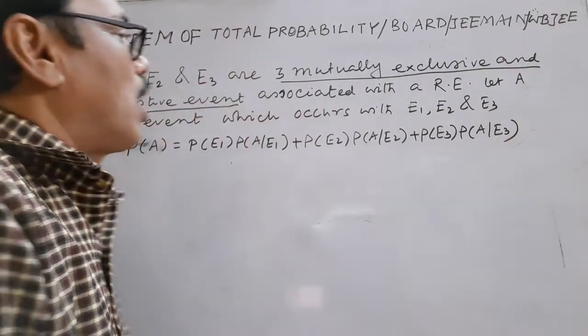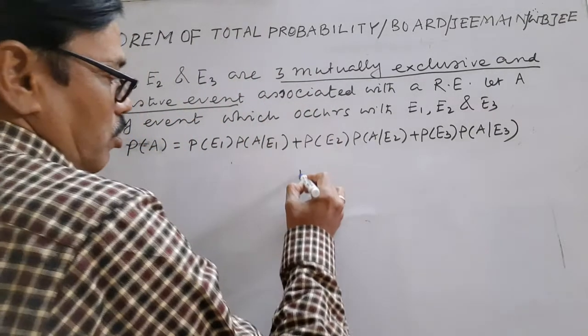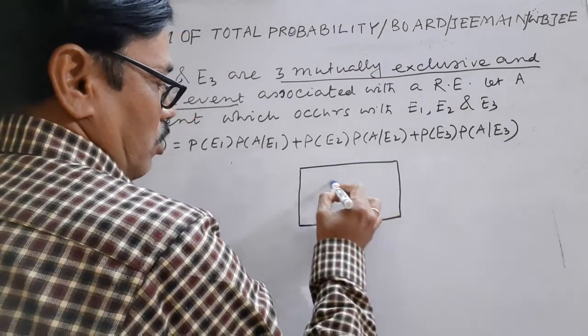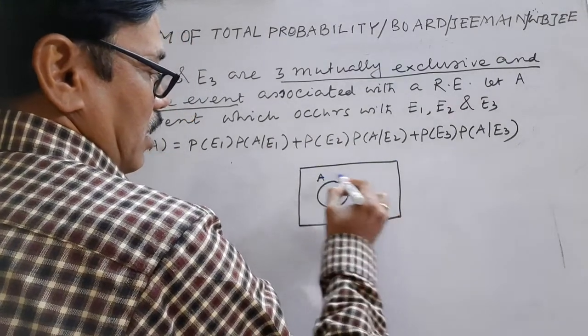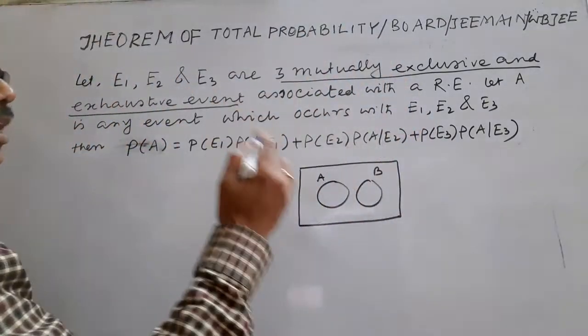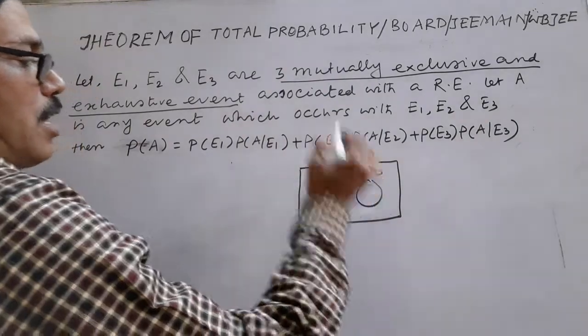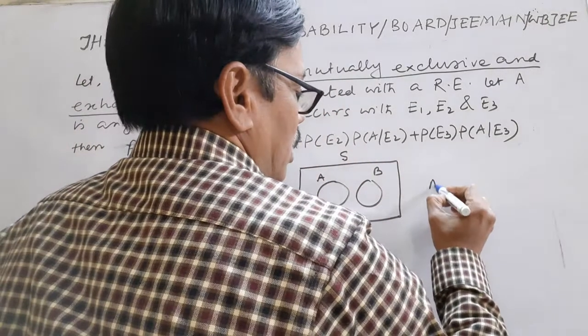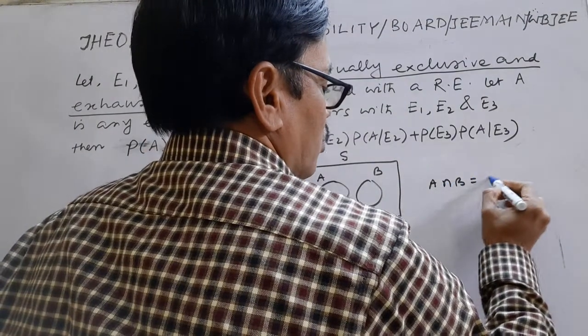So there are two terms, exclusive. So try to make the difference. Look, suppose this is A and this is B. Here, this is the sample space S. A and B are exclusive: A intersection B equals phi.